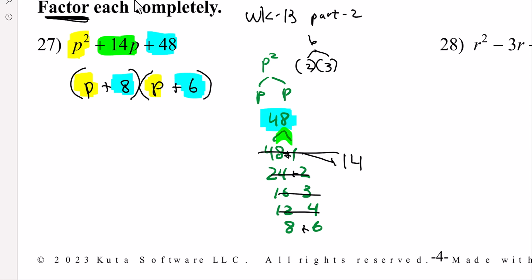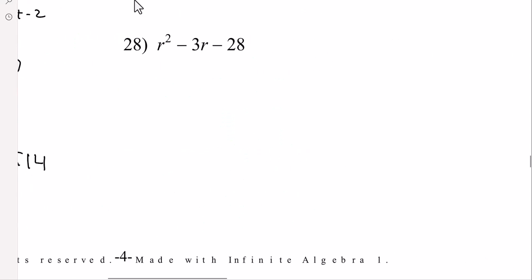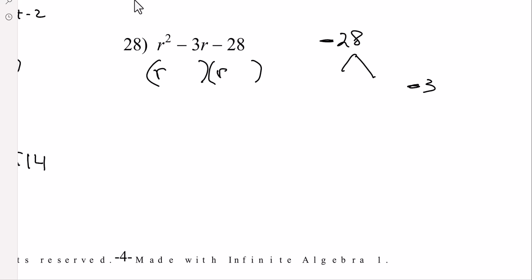There you go. So if we come over here, we take factors of negative 28 that have to add up to negative 3. I'm going to do the two sets of parentheses. So r times r. This is a negative, so one of the factors will be negative, one of them will be positive, but the bigger one must be negative because they add up to a negative number.